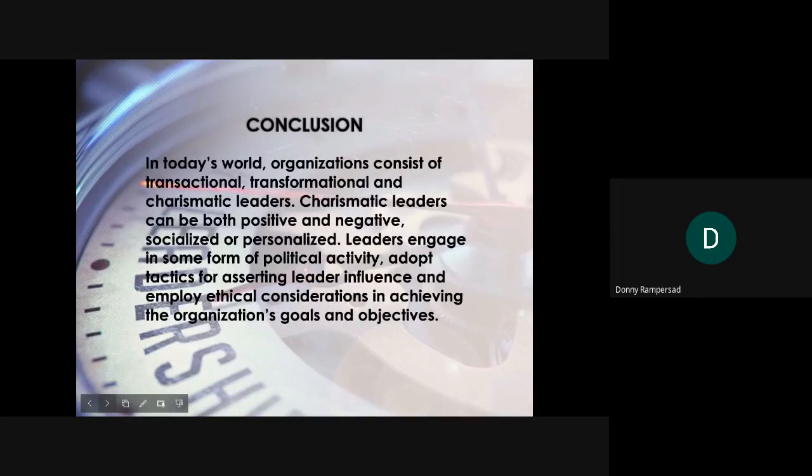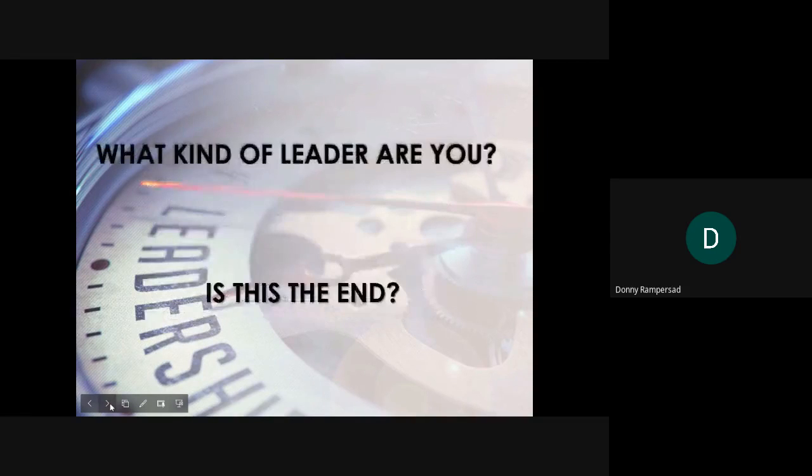In conclusion, in today's world, organizations consist of transactional, transformational, and charismatic leaders. Charismatic leaders can be both positive and negative, socialized and personalized. Leaders engage in some form of political activity, adopt tactics for asserting influence, and employ ethical considerations in achieving the organization's goals and objectives. So the question now is, what kind of leader are you?